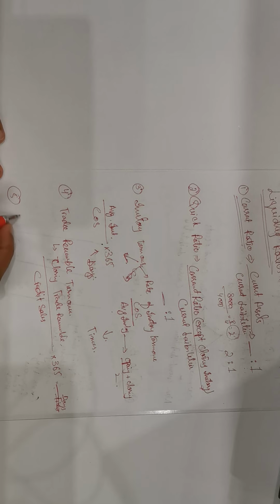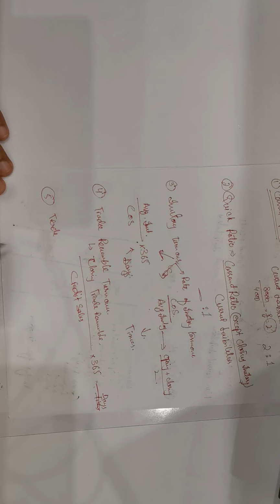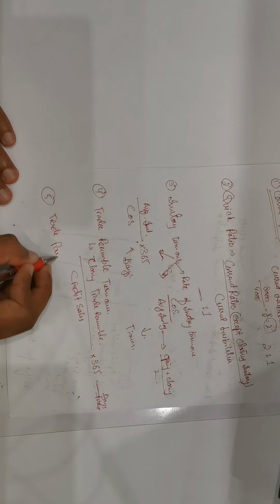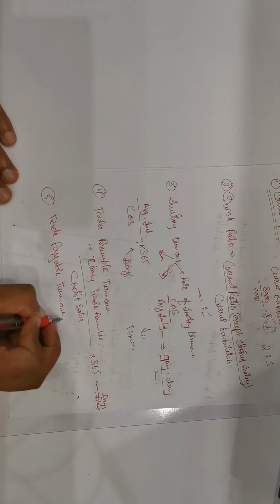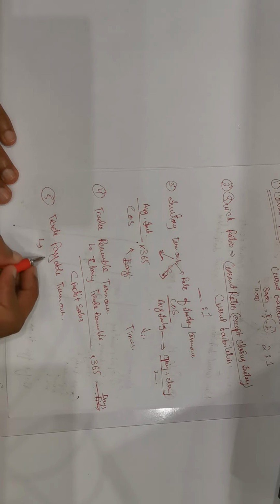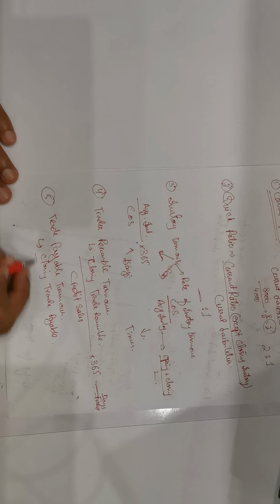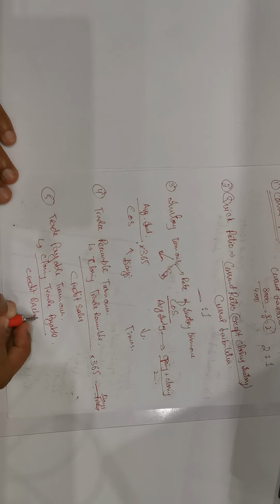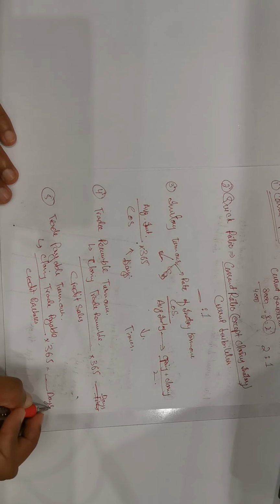And the fifth one is trade payable turnover, and the formula for this is closing trade payables over credit purchases into 365, and once again the answer to this will always be in days.